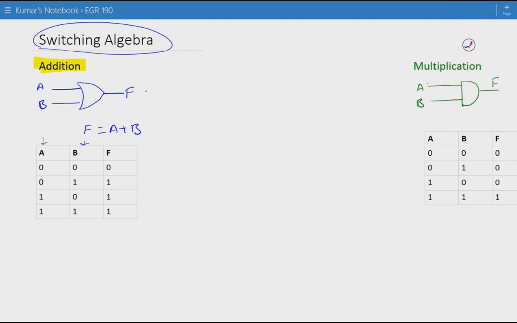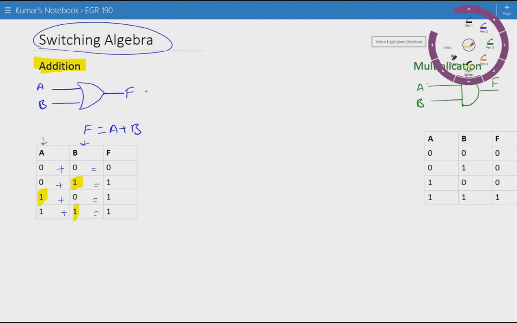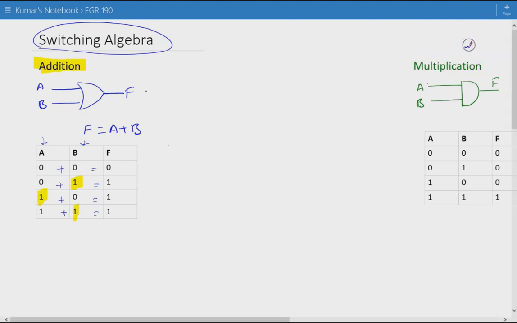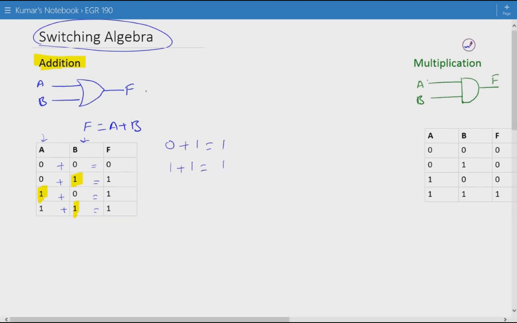We are performing a plus b: 0 plus 0 becomes 0, 0 plus 1 becomes 1, 1 plus 0 becomes 1, 1 plus 1 equals 2. One thing I want you to observe here is whenever there is an input 1, no matter what you add to it, it doesn't matter if you add 0 plus 1, it becomes a 1, or if you add 1 plus 1, it becomes a 1.